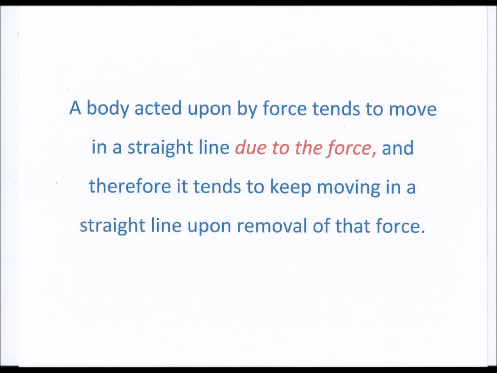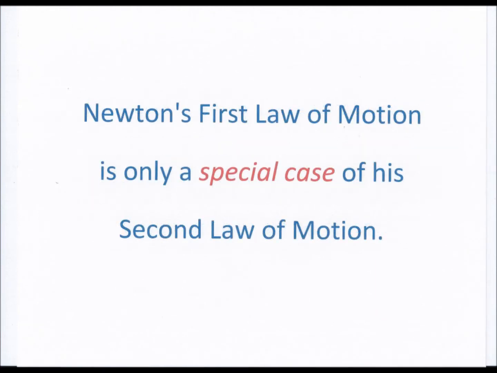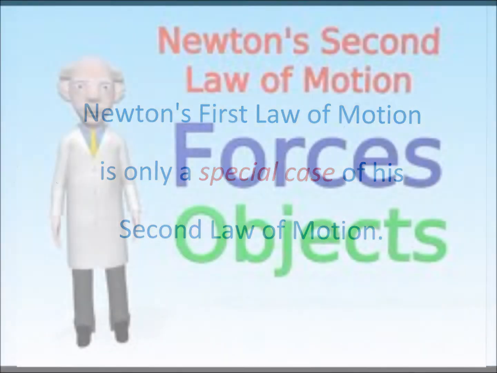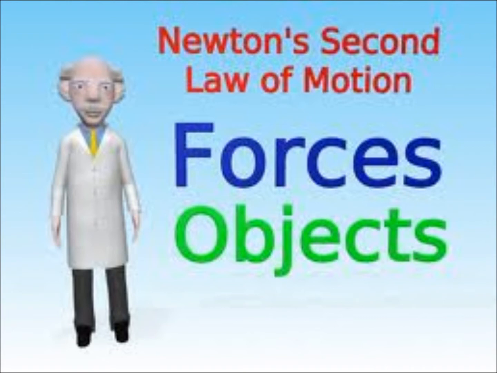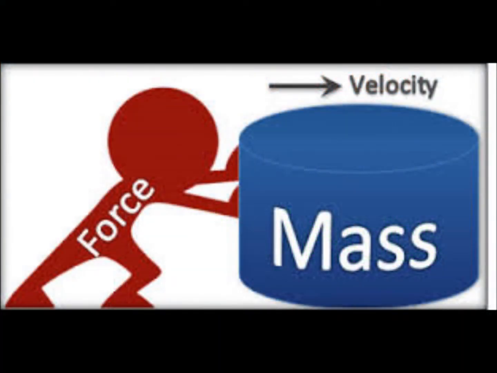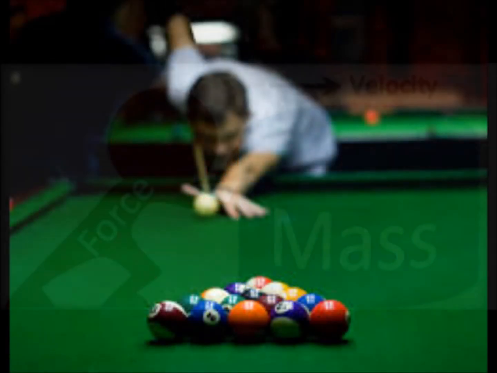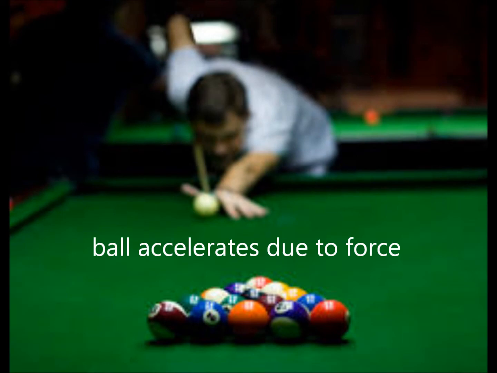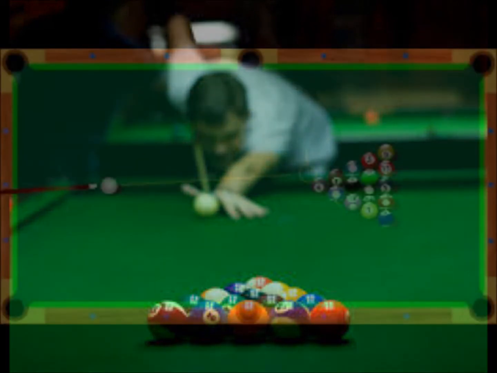Let's say that a body acted upon by an external force tends to move in a straight line due to the force, and therefore it tends to keep moving in a straight line upon removal of that force. In other words, Newton's first law is only a special case of his second law. Newton's second law states that when a body is acted upon by an external force, the body accelerates in the direction of the force. This holds true in a game of billiards. When a cue ball is hit straight on with a billiard stick, the ball accelerates and then continues to move in a straight line.